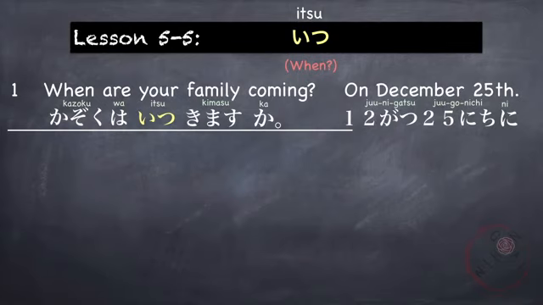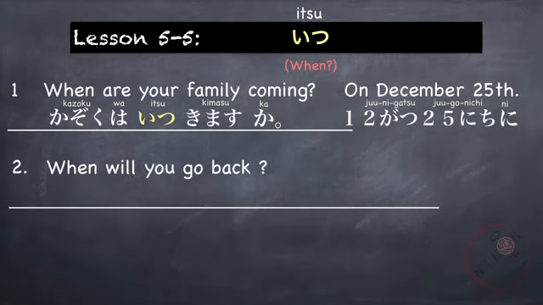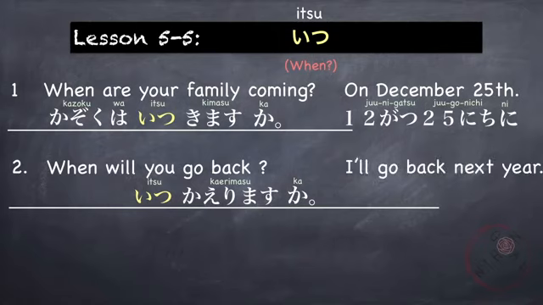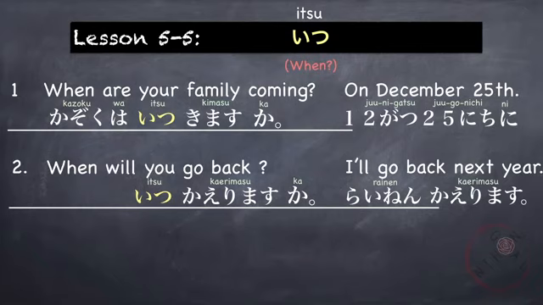answer. Next, when will you go back? So we will start the sentence with when, itsu. Go back is kaerimasu, and then the question marker ka. Itsu kaerimasu ka? For example, the answer is I'll go back next year. Next year is 来年, followed by the verb kaerimasu. 来年帰ります. For words like next year or next week, we don't need the particle ni.